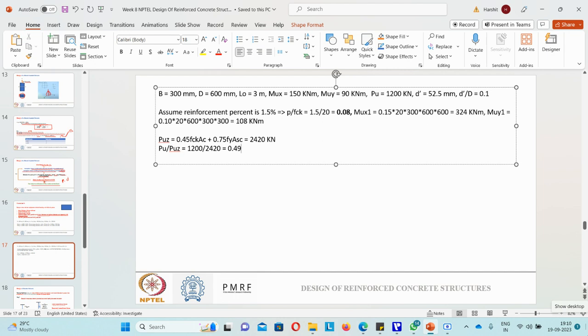Now we can calculate alpha n by interpolation. Since my Pu ratio is between 0.2 and 0.8, you can calculate alpha n by interpolation. I'm just directly writing what value we get so that we can quickly see the result. Since 0.5 is in between 0.2 and 0.8, we can directly write alpha n as 1.5. It will be roughly 1.48, 1.49. I am assuming 1.5 just for simplicity.